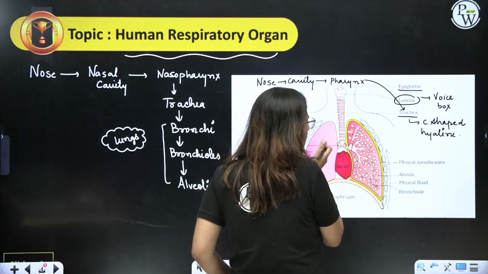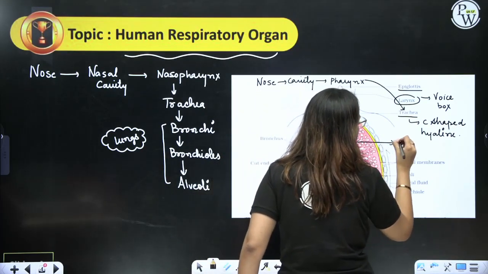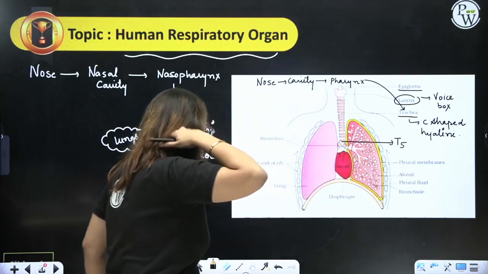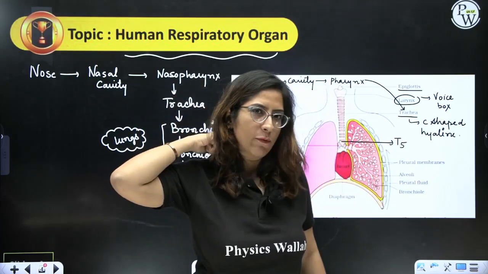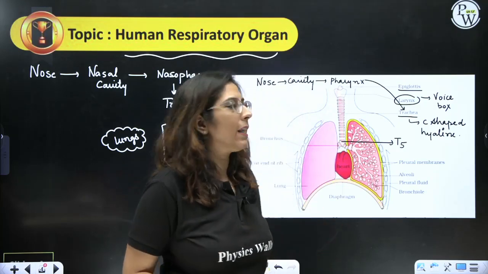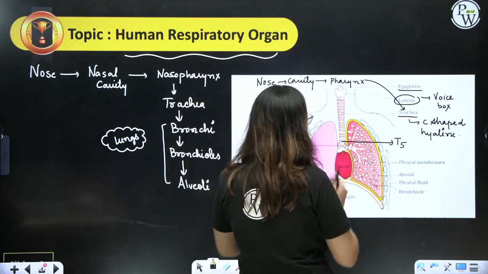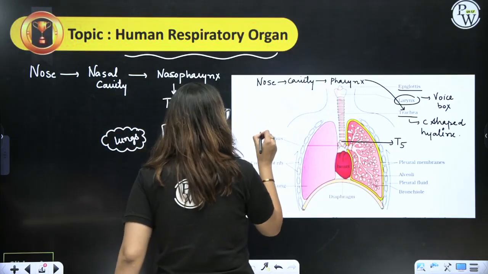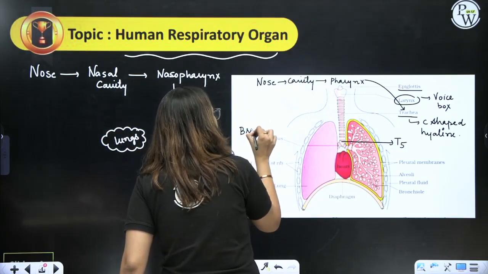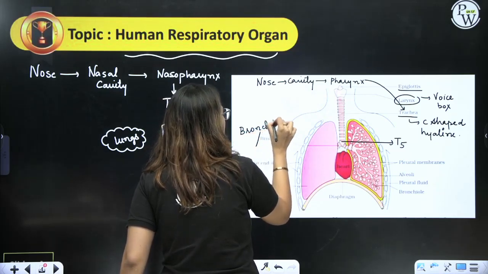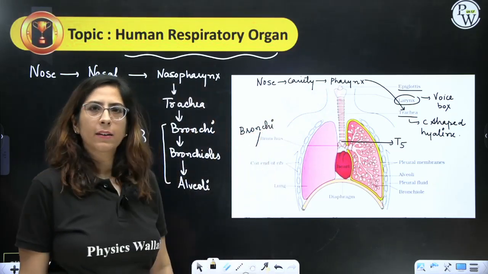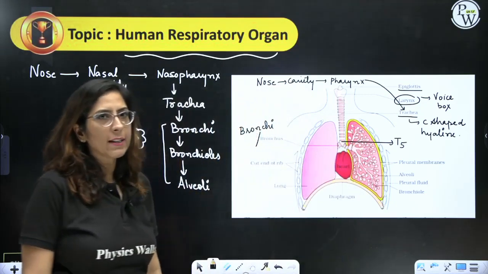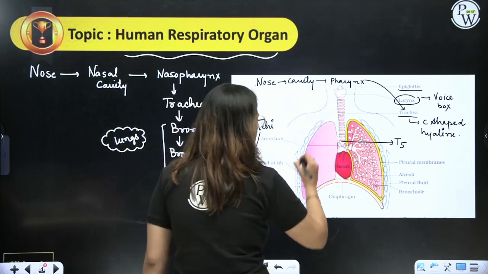Now this further bifurcates. Can you see? The bifurcation happens at the T5 level. Here I am talking about the thoracic vertebrae. So it bifurcates at the T5 level into two different structures, and these are termed as the bronchus, or the bronchi. Clear? Now these bronchi further bifurcate. We'll be looking at this later on. Now this is how the lungs are present.